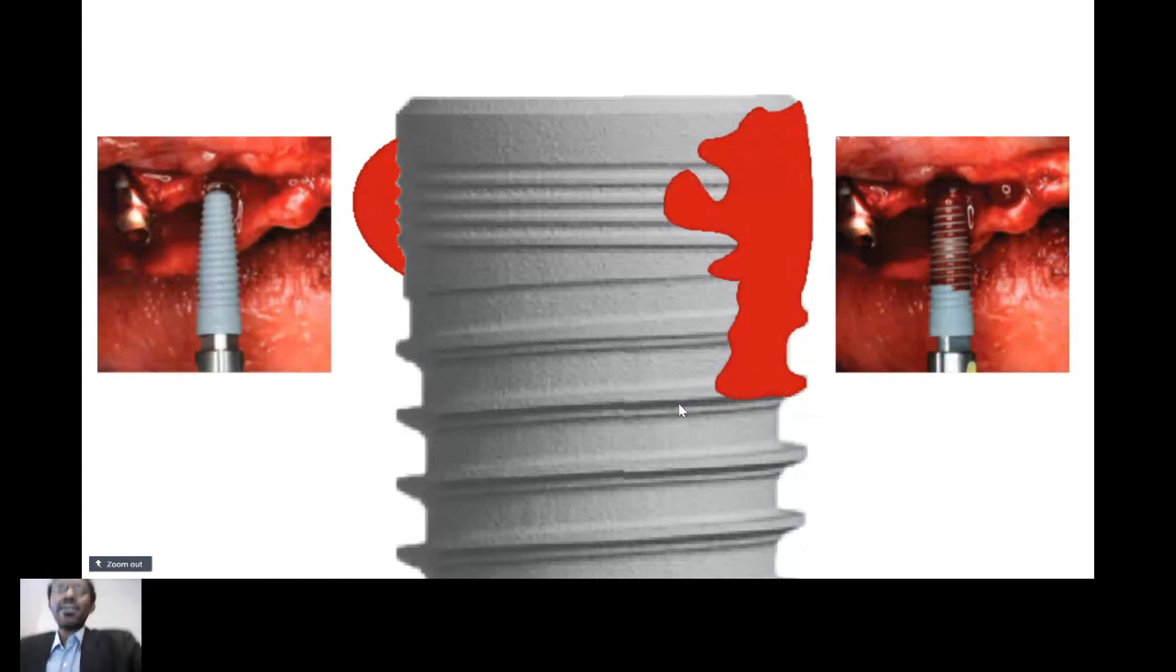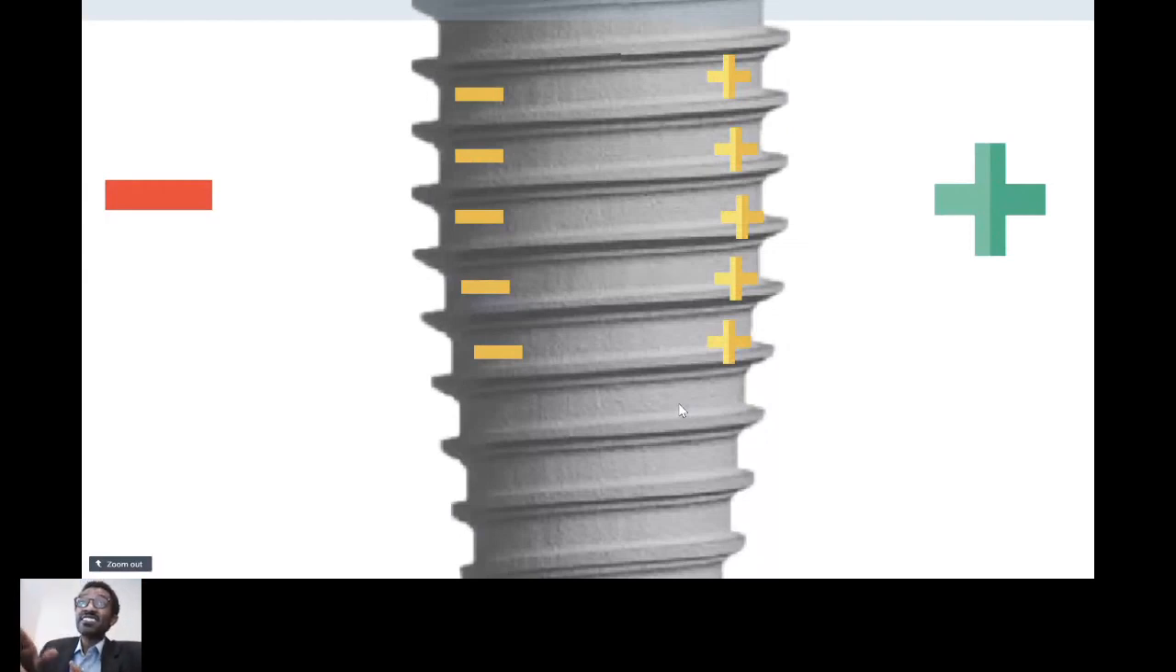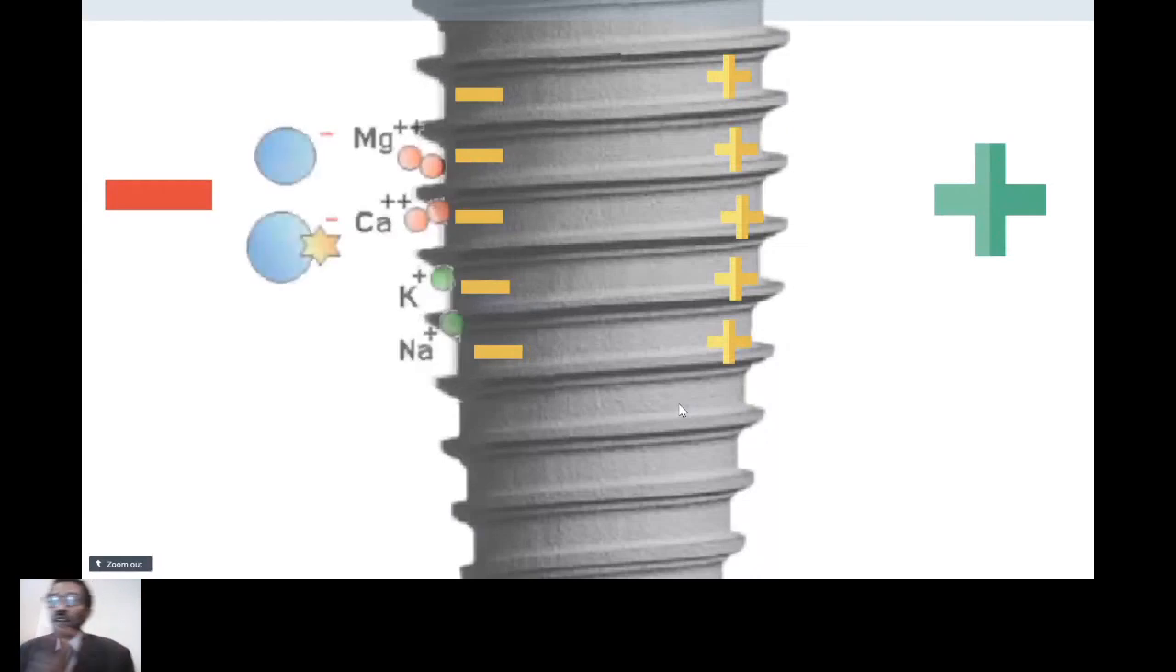How would this affect my implant? Okay. We all know that cells and proteins are negatively charged inside the body. Okay? So that's one thing to know. So here, if you look at the implant surface, we have cells that are negatively charged, and we have an implant surface which is negatively charged. What happens if you do UV photofunctionalization of the surface is that this surface will become positively charged. The surface suddenly changes from a negative charge to a positive charge.